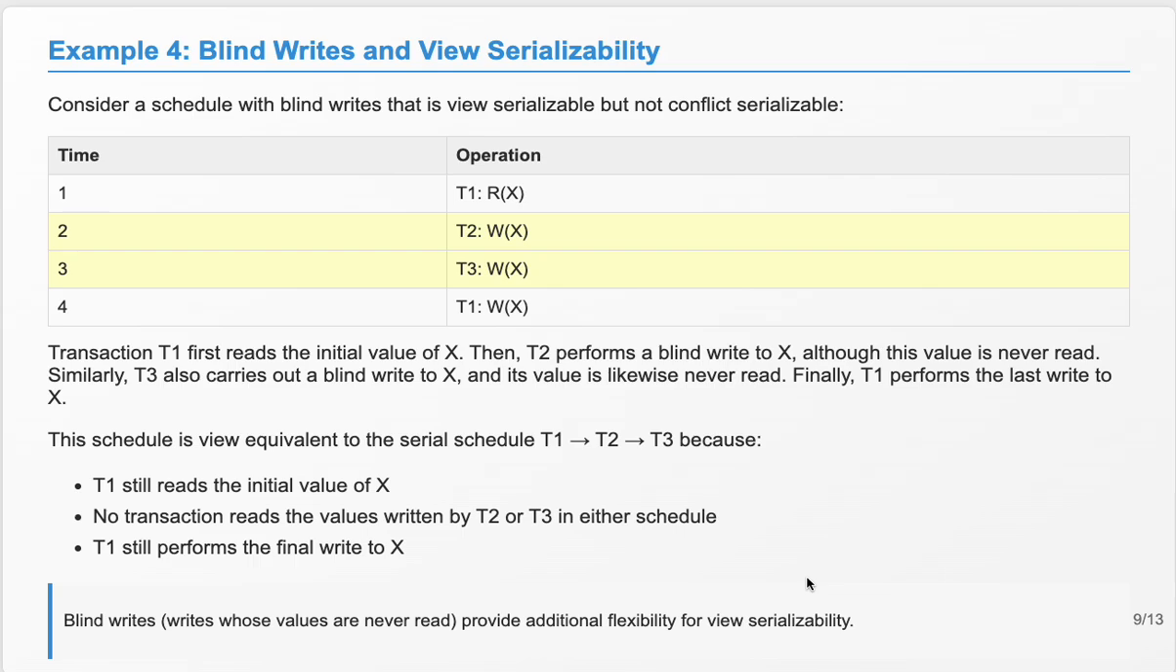So basically, view serializability allows blind writes, because when blind writes are happening, the reads-from relationships are satisfied trivially. So this demonstrates how blind writes provide additional flexibility for view serializability.